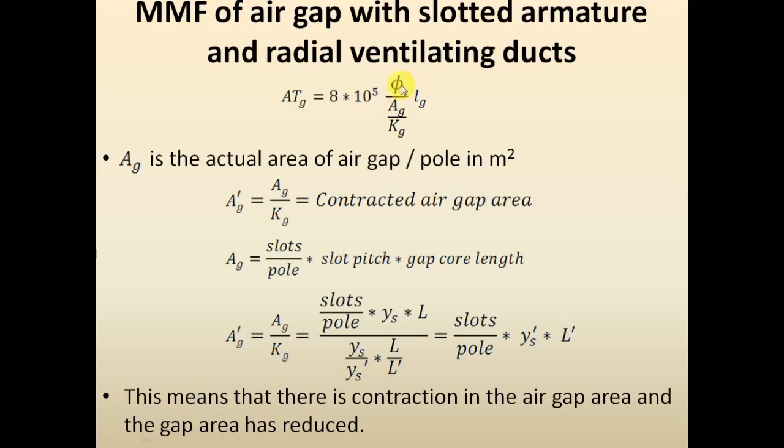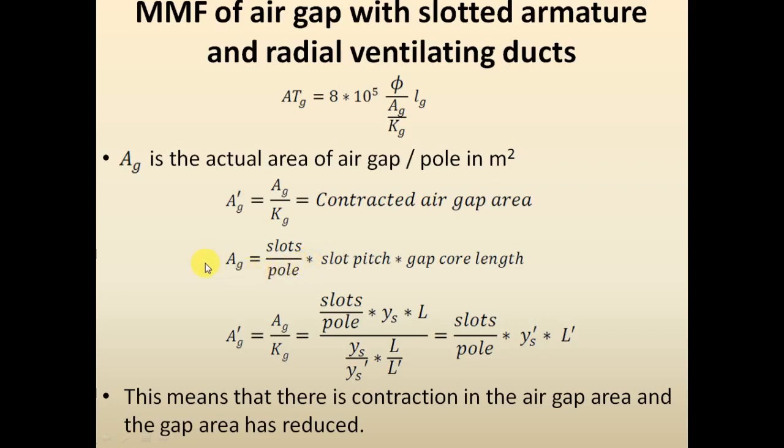In this standard relation, this phi is indicating the flux per pole and Ag is indicating the actual area of air gap per pole. Since Ag indicates the actual area of air gap per pole, the term Ag can be found out from this standard relation. In this relation, the slot pitch into gap core length alone indicates the area of air gap per slot. Since we have to find the area of air gap per pole, you have to multiply it with the number of slots per pole.